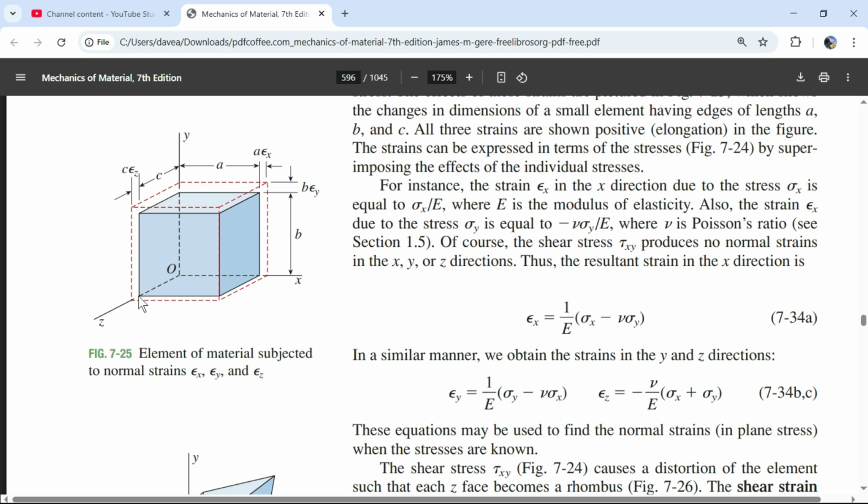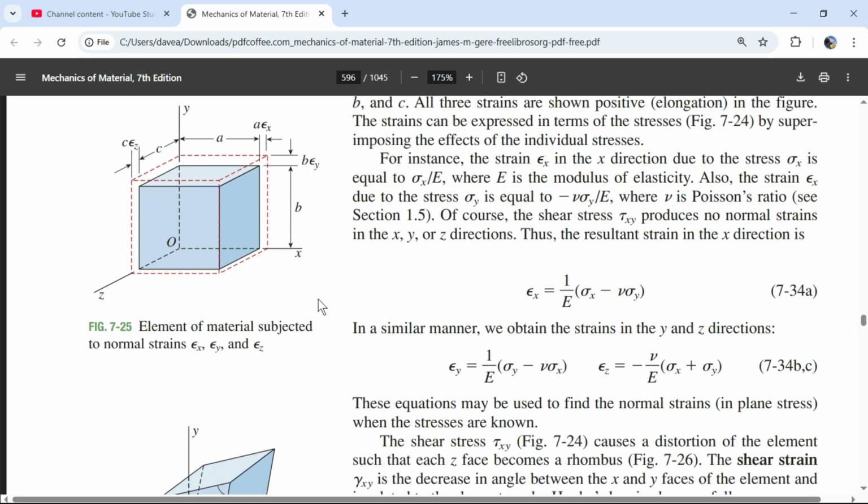If B is our original length in the Y direction, and this length decreases, that change in length is a negative. The original length is B, and our strain is a negative value divided by B. So that would give us a negative strain in the Y.